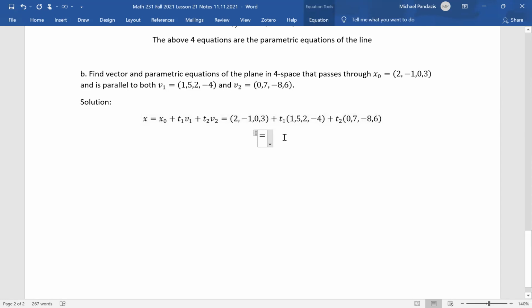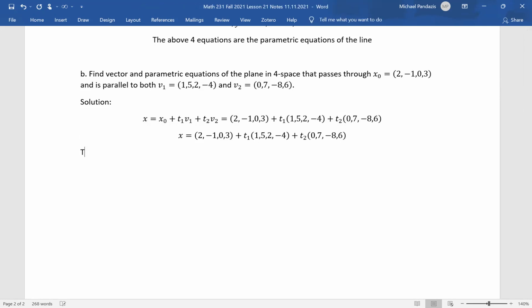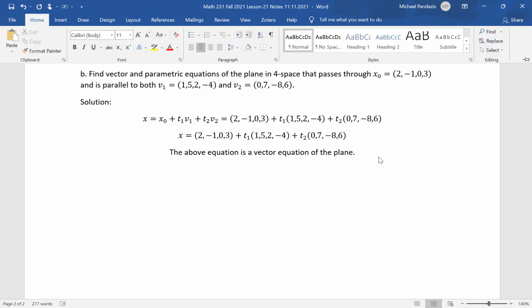So, okay, now you have a vector representation of that plane. You have x is equal to this. So x equals that. So the above equation is a vector equation of the plane.